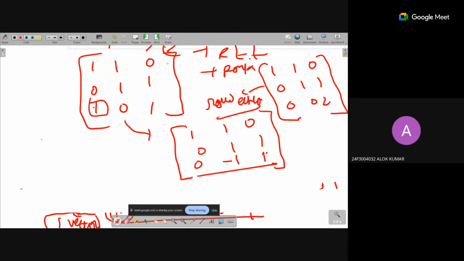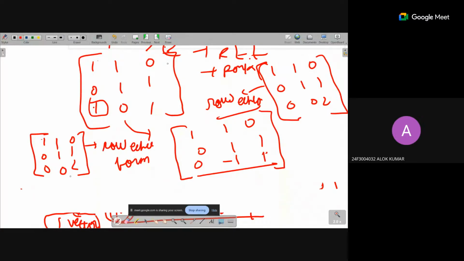Yes, look at this matrix. This matrix is actually like this: 1 1 0, 0 1 1, and 0 0 2. Now tell me, is this matrix in row echelon form? Yes or no? I guess no, because the bottom has to be completely 0, right? No. It is in row echelon form.